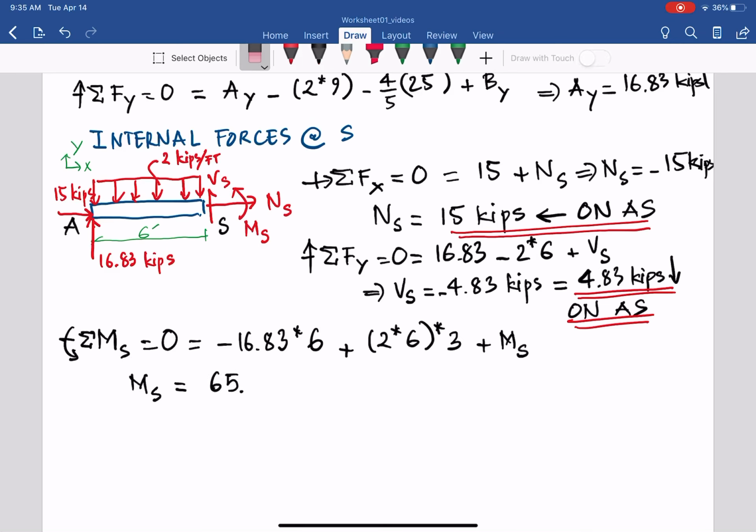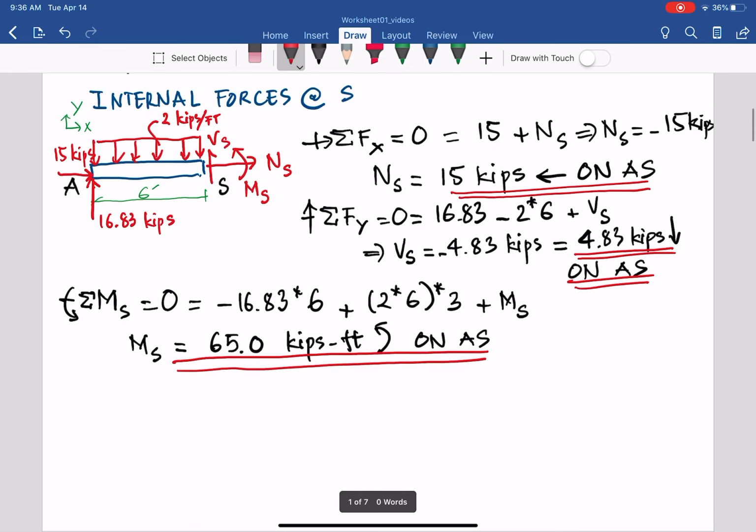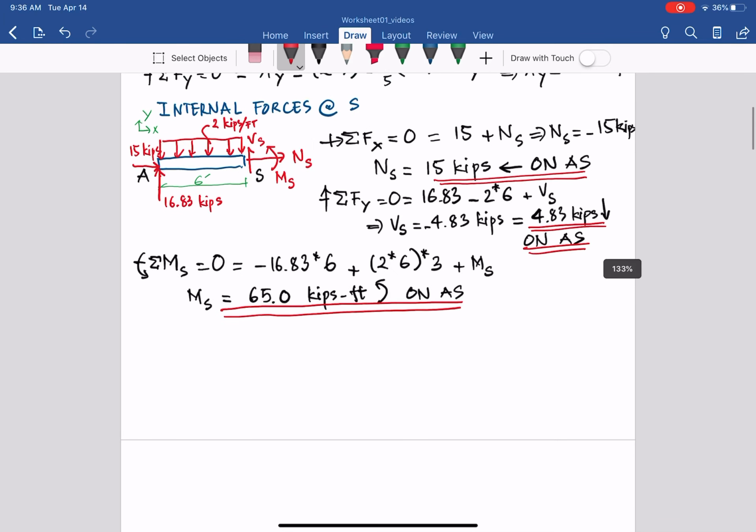So from that we will get a positive number, Ms, the internal bending moment, equal to 65.0, and the unit is kip-feet here. If positive, it means same as our assumption, counterclockwise on AS. And of course, doing similarly, you can get the internal force at T.